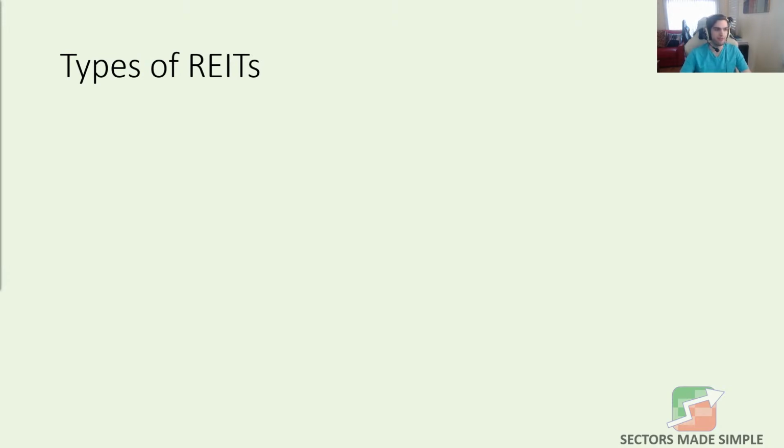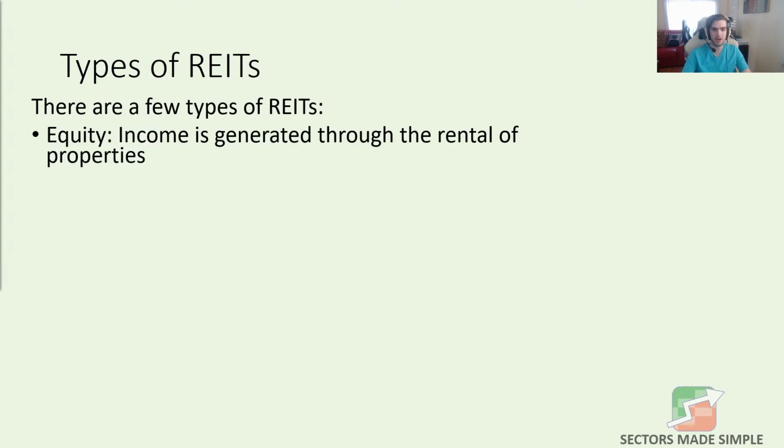So there's a couple of different types of REITs, and they're all similar in that they manage real estate assets, but they're different in how they actually generate their profits. So equity REITs are what you would usually think about when it comes to buying property. You buy a property, you buy an office building, and then you rent out the office to a company. That company pays you rent. That rent pays your brokers and pays your account managers, and then pays the shareholders. So that's how equity REITs work. Income is generated through the rental of properties that are owned by the REIT.